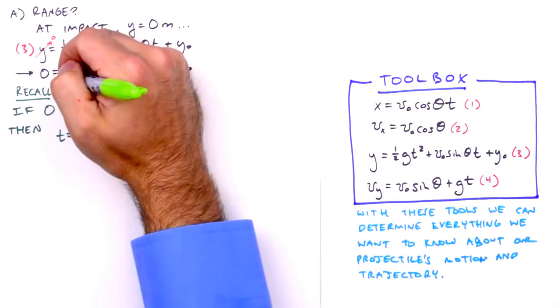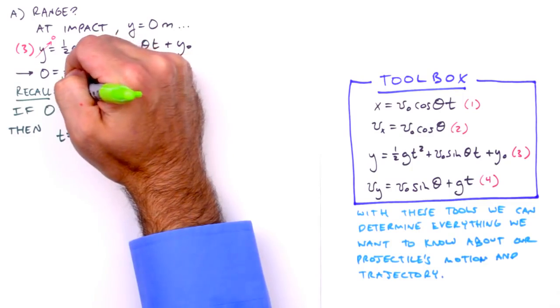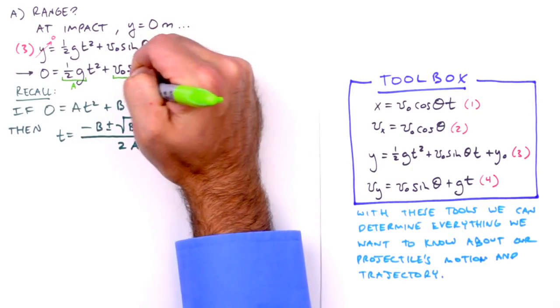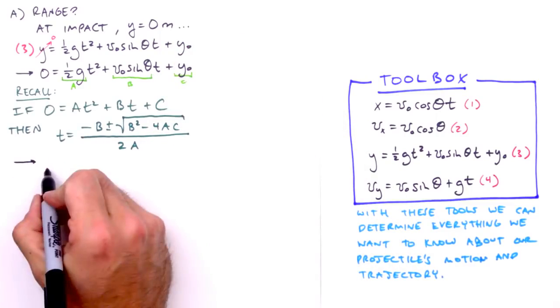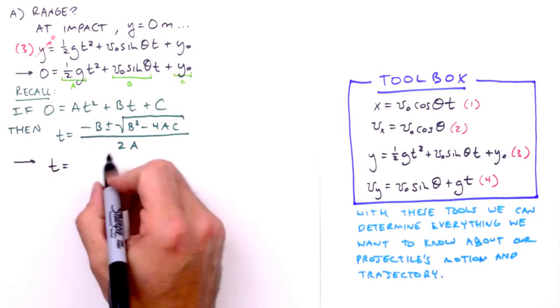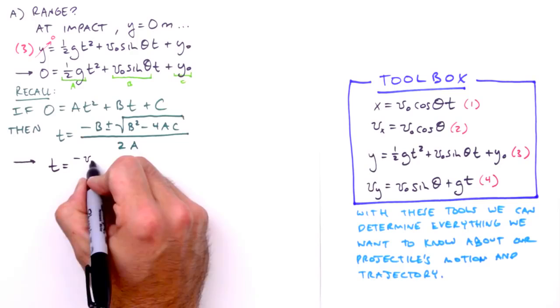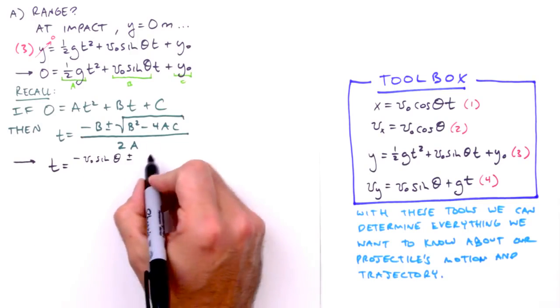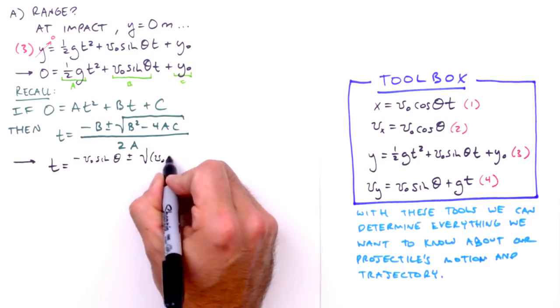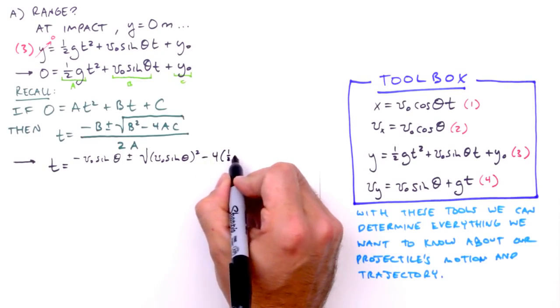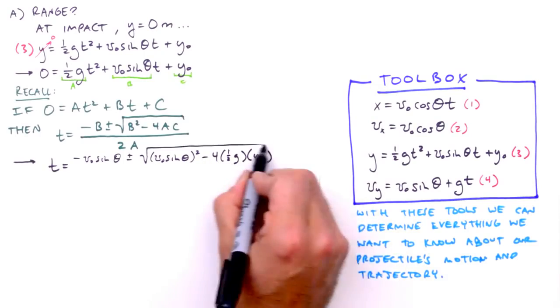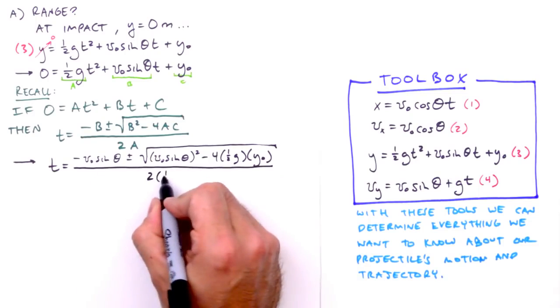So our 1/2 g here will play the role of a, our v sub o sine theta will be b, and our y sub o is c. So t equals negative v sub o sine theta plus or minus the square root of quantity v sub o sine theta squared minus 4 times 1/2 g y sub o, all divided by 2 times 1/2 g.